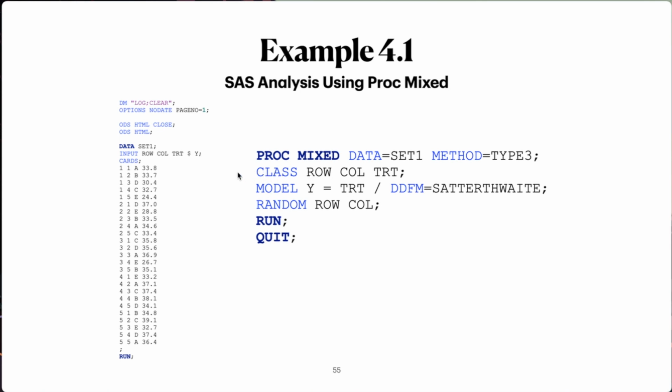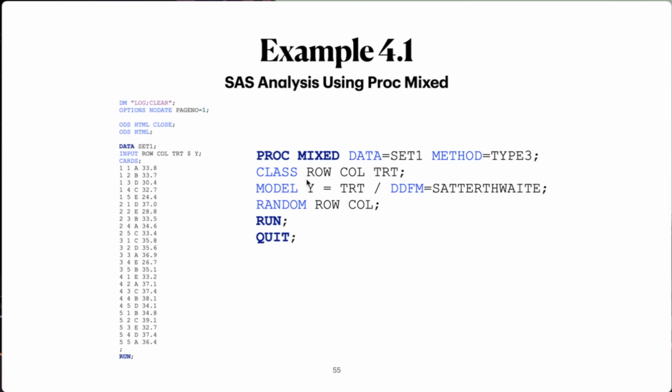This statement is used to identify the classification variables in our data set that we'll be using in the analysis. So the row variable, the column variable, and the treatment variable are all classification variables that SAS will need to construct dummy variables for. Then we issue the model statement.